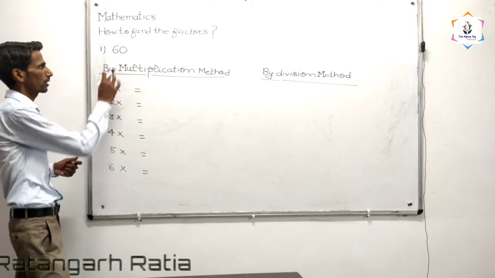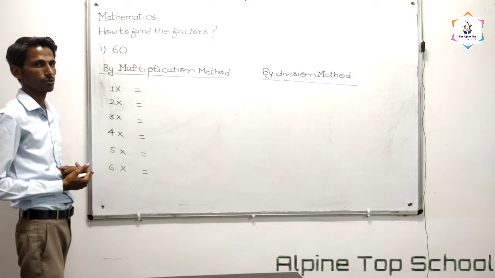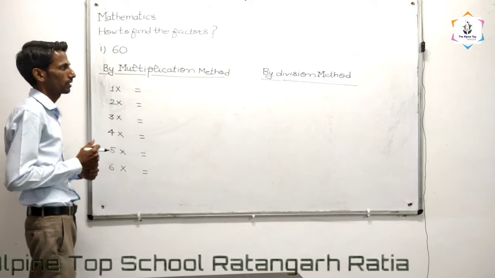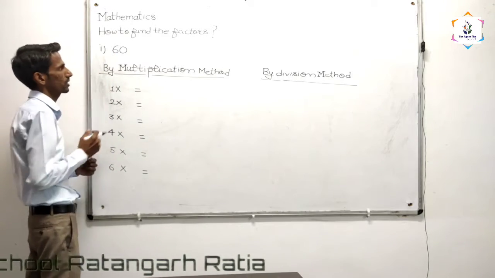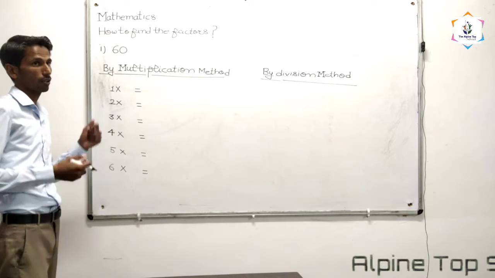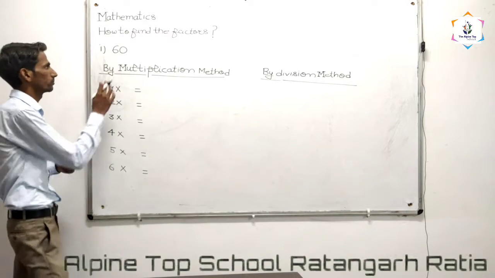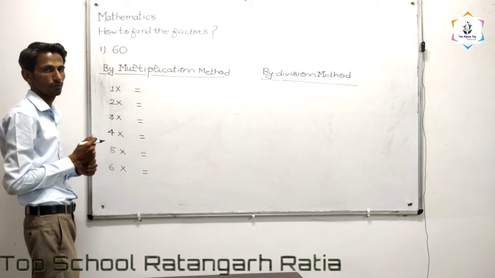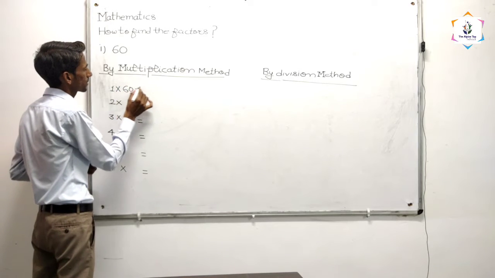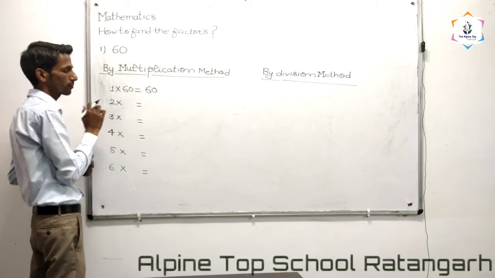Okay students, I have taken one number, 60. Now I am going to start how to find the factors of this number. In this method, dear students, firstly we have to see whether the given number is a multiple of 1 or 2 or 3 or 5, in this way. Now, as we know, 60 is a multiple of 1. Also we can say that 1 times 60 is 60. And 60 is a multiple of 2 also.